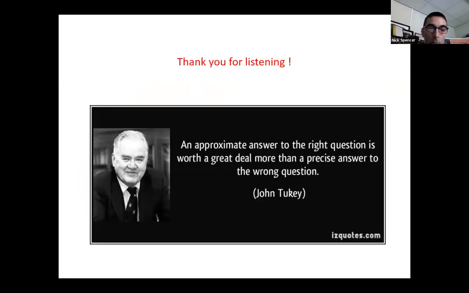And I'm going to leave you with an important quote. I think the most important thing for a junior scientist is to ask the right questions. John Tukey is the American mathematician who invented the fast Fourier transform. He said an approximate answer to the right question is worth a great deal more than a precise answer to the wrong question.